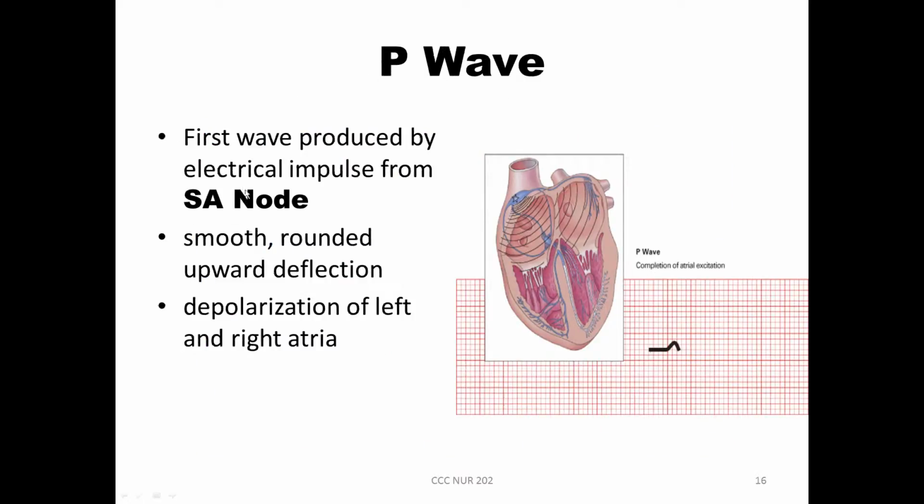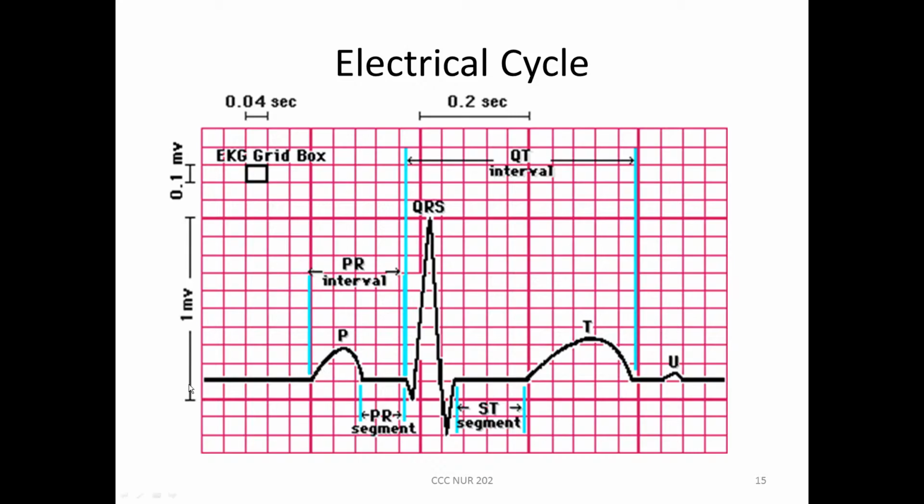So again, the P wave is the first wave produced by the SA node. It's smooth, it should be round, an upward deflection. This right here, just to mention, is your baseline. When we say upward deflection, anything that goes up from your baseline is considered a positive deflection. Anything that goes down from the baseline is considered a negative deflection. So if you ever hear those words, you'll know that it's something that goes up and down from the baseline of the cardiac strip.